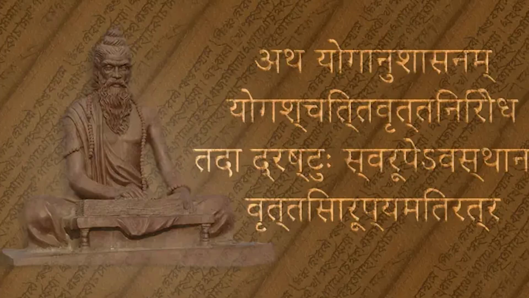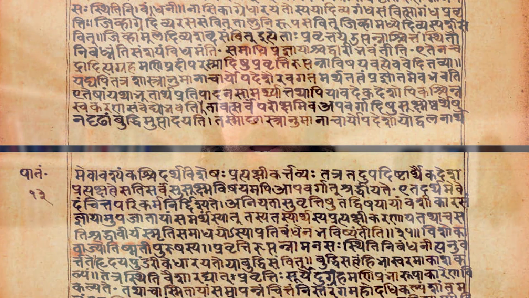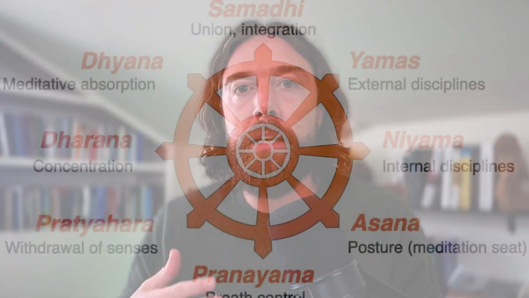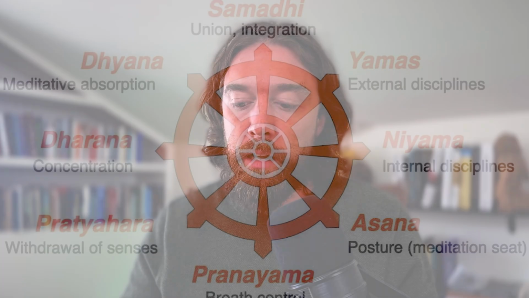Yogic meditation comes largely from the Yoga Sutras of Patanjali. It is the foundational text of meditative yogic practices. And this was written around 200 BCE to 200 CE. What is outlined in this text is an 8-limb system for reaching samadhi, which is essentially realization of who we are on the deepest level.